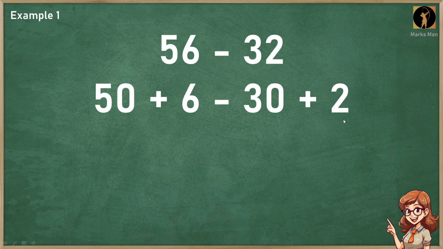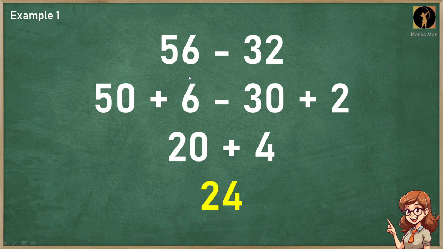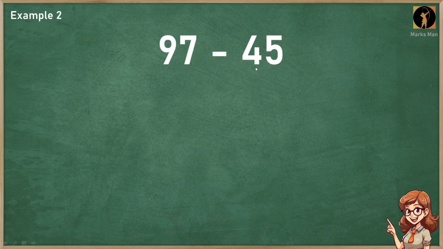So 56 minus 32 is the same as 50 plus 6 minus 30 plus 2. Then, you need to subtract the numbers with the same number of digits. 50 minus 30, that is 20, and 6 minus 2, that is 4. So, we have 20 plus 4, and 20 plus 4, that is 24. So, that means 56 minus 32 is equal to 24. I hope that's clear. Next example, what is the difference of 97 and 45?